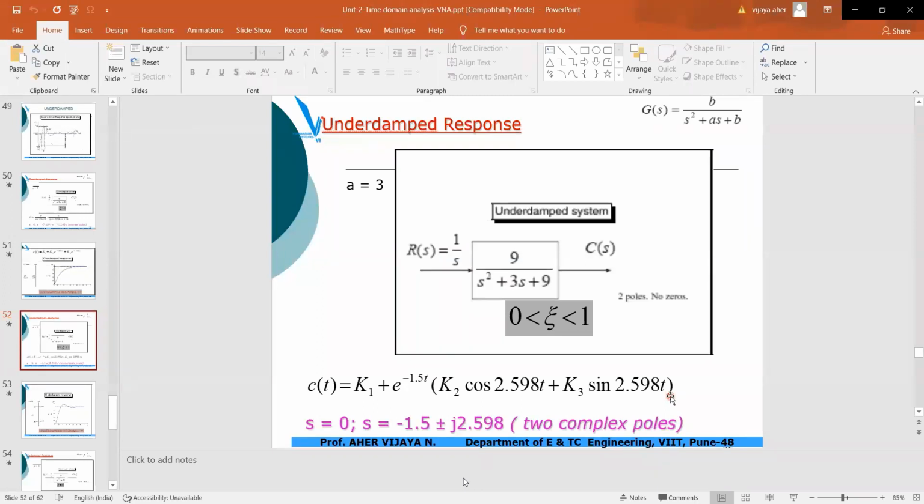by partial fraction. You have to solve it. Then these are the poles.